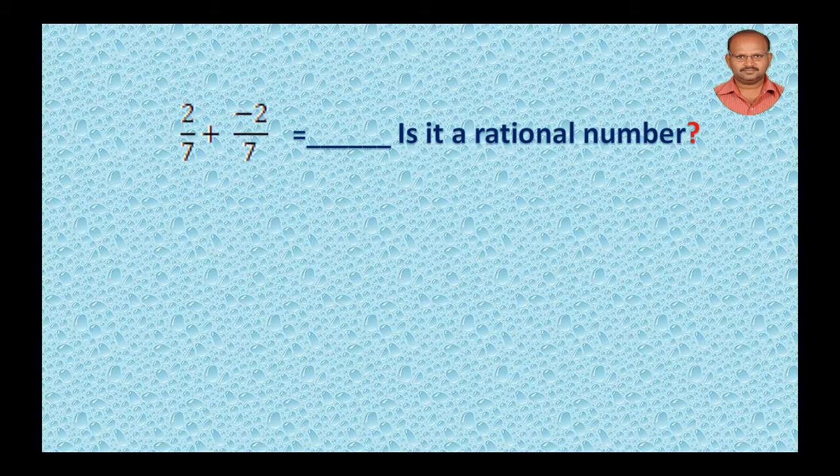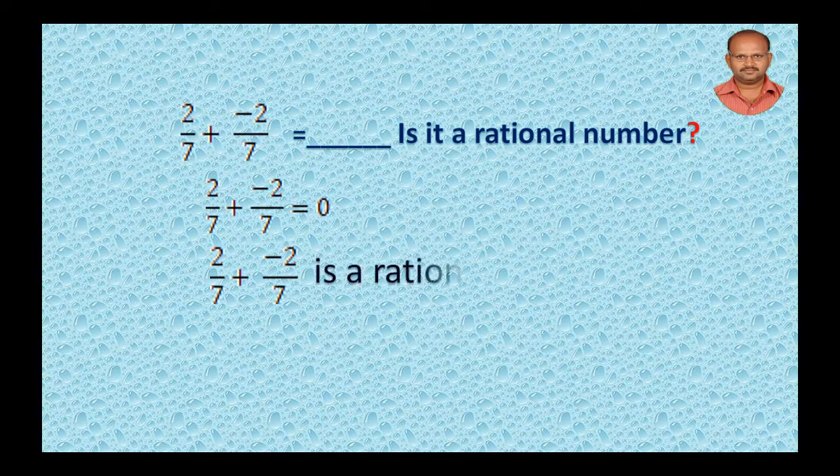2/7 plus (-2/7), is it a rational number? 2/7 plus (-2/7) is equal to 0. 0 is a rational number. Then 2/7 plus (-2/7) is a rational number.